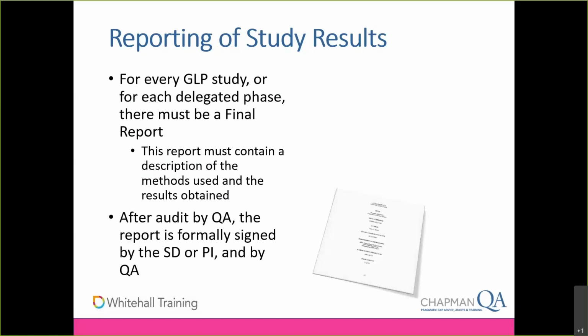Now, I've already said when we were talking about QA that QA has to audit the draft report to make sure it's complete, accurate, honest. And the expectation here is that QA will verify that everything that happened in the study is reflected in the report, and vice versa, that there's nothing in the report that didn't happen in the study. So it's a kind of two-way audit process, but it's a fundamental requirement of GLP that QA do that, and then they will finally sign the report to make sure that it's clear that that audit has been satisfactorily completed. And the study director, or in the case of a phase report, the principal investigator, also sign a statement to talk about the level of compliance with GLP that was evident throughout the study.